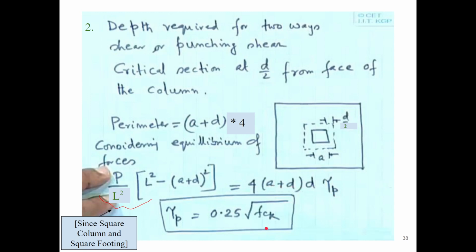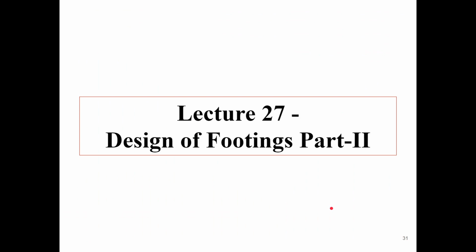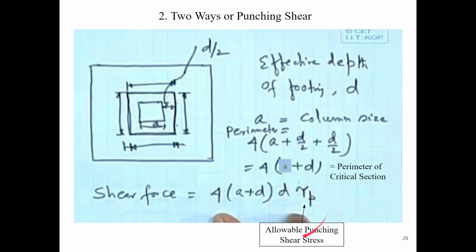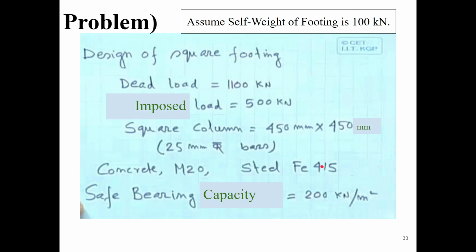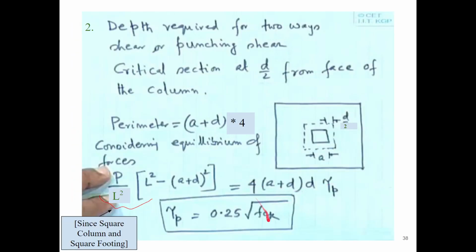that is the punching shear stress, basically the allowable punching shear stress, or the shear strength of concrete in punching. Putting all these values, this tau p value is basically taken as 0.25 square root of fck, it is given in IS code. And this is square because we have taken a square column and square footing.